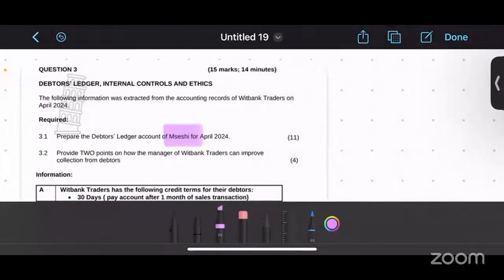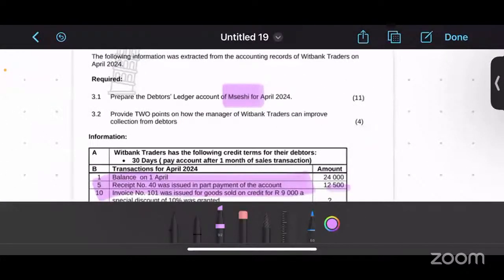So I was asking you guys, what is this account? Is it an asset? Is it an equity? Or is it a liability? Do we debit it or do we credit? When do we debit? When do we credit it?